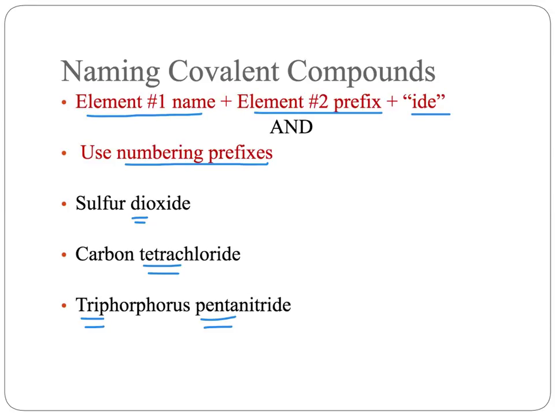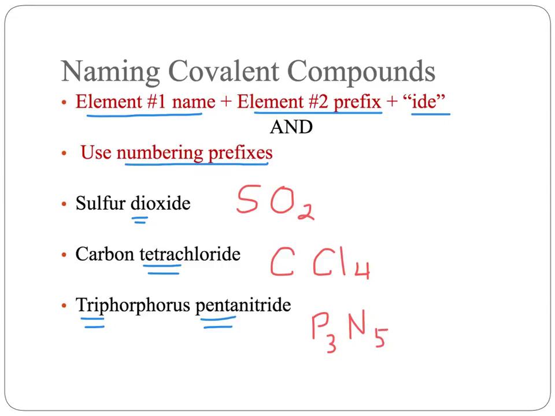Some of these words I think are probably familiar to you from math class. Also, if there's only one of the element and it's the first element, you don't have to use the prefix mono. But sulfur dioxide, sulfur and oxygen, there's 2 oxygen. Carbon tetrachloride, carbon and chloride, there's 4 chlorides. Triphosphorus, we've got 3 phosphorus. Pentanitride, 5 nitrogen.